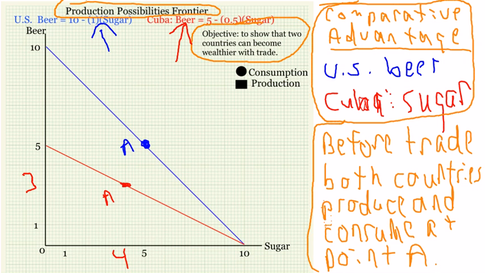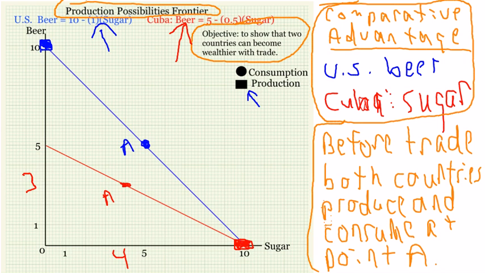So now, U.S. and Cuba are going to trade. And when two parties trade, each party will want to do what they're best at. And we've already shown that the U.S. has a comparative advantage in beer production, so it's only going to produce beer. And so it's going to be at this point right here where they produce 10 beer and no sugar. And notice that I'm using the notation here for the rectangle being the amount that the country produces. Cuba produces only sugar, so it's going to be able to produce 10 sugar.